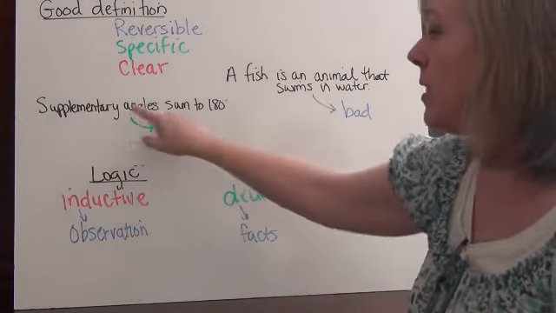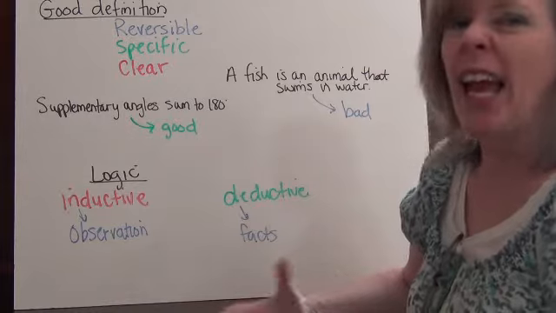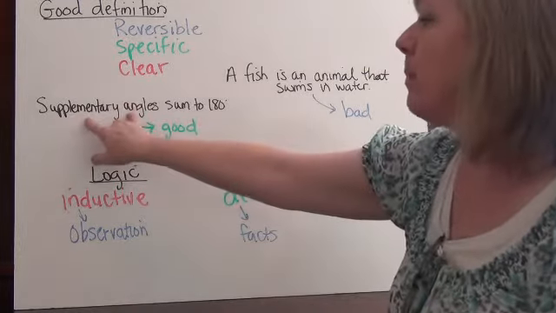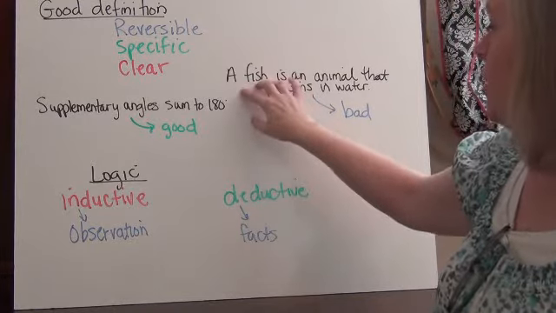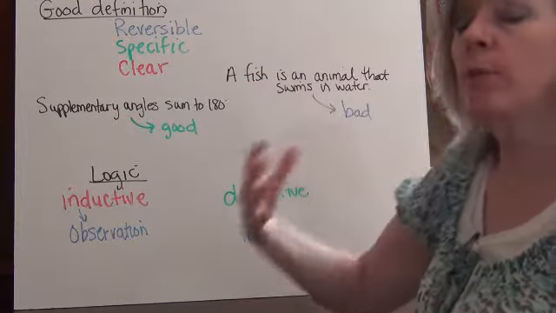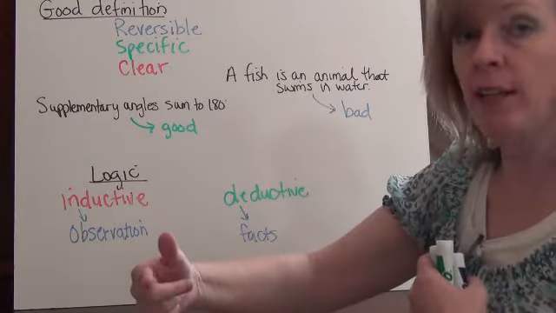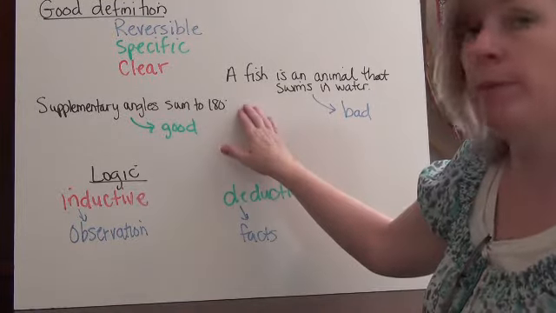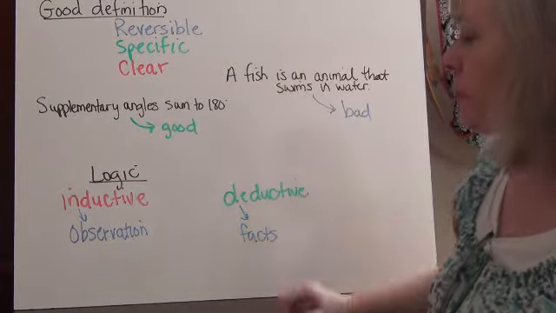Okay, so you notice it doesn't have an if and then in there. When we have a statement with no if and then, we add it in. If an angle is supplementary, then it sums to 180. If an animal is a fish, then it swims in water. So you're sometimes going to create that as an if-then, and that's what you'll use to find the converse to see if it's reversible. Okay? So definitions, are they good or are they bad?